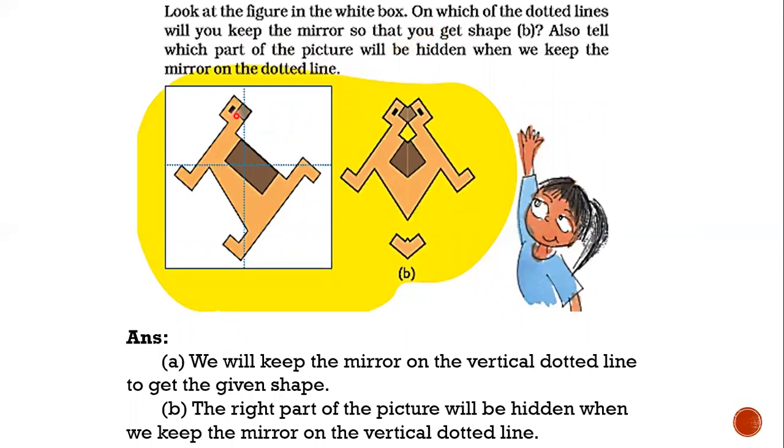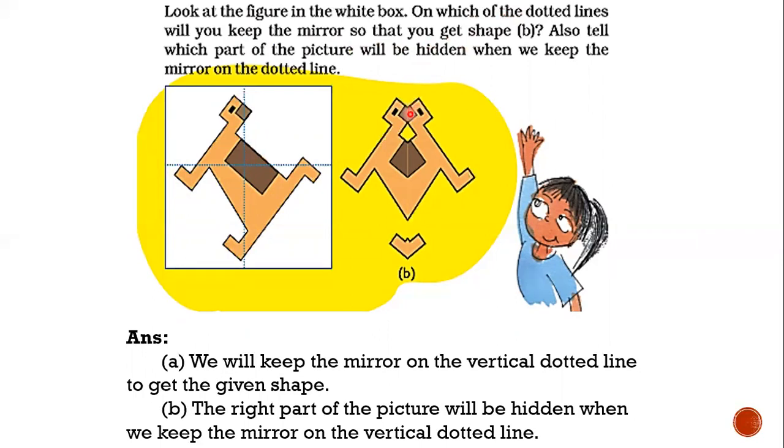Here two dotted lines are given, one vertical and one horizontal. Here our question is, on which of the dotted lines will you keep the mirror so that you will get the shape B? For getting the shape B, whether the mirror is to be kept on the vertical line or the horizontal line, what you will do is divide this figure B into two identical halves, two exact halves. See the movement of the pointer.